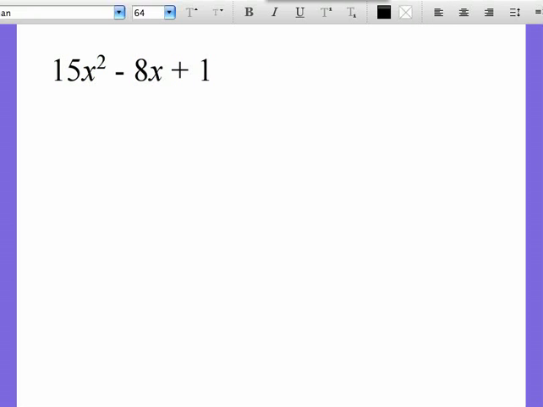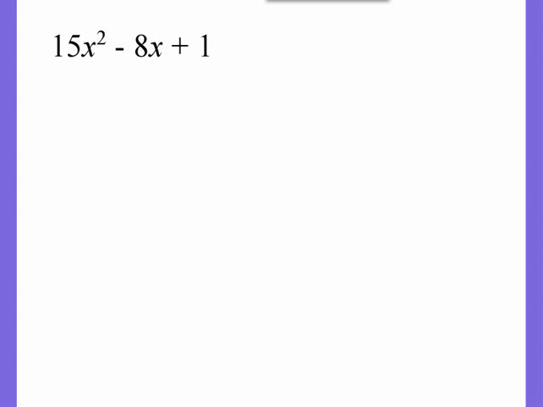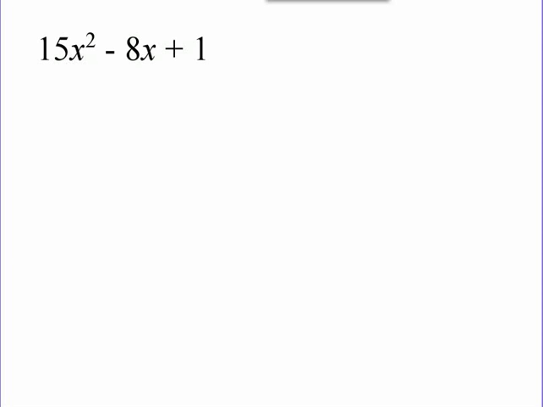So, very first step, I look to see if I can take out something in common with 15, 8, and 1. Anything in common? No. So now what I need to do is take first times last. And what do you get? 15. So now I'm looking for two factors of 15 that add up to 8. What are they? 5 and 3. How do you get a negative 8 from 5 and 3?